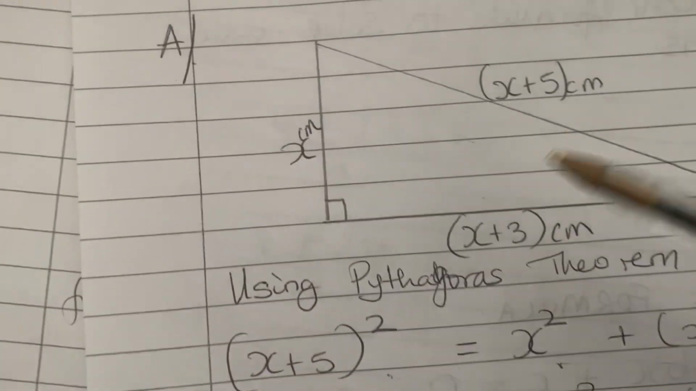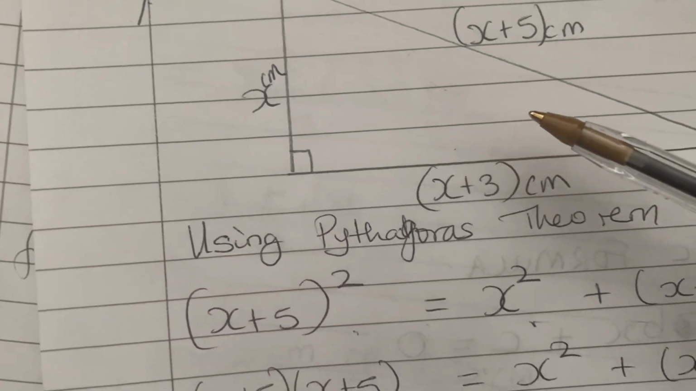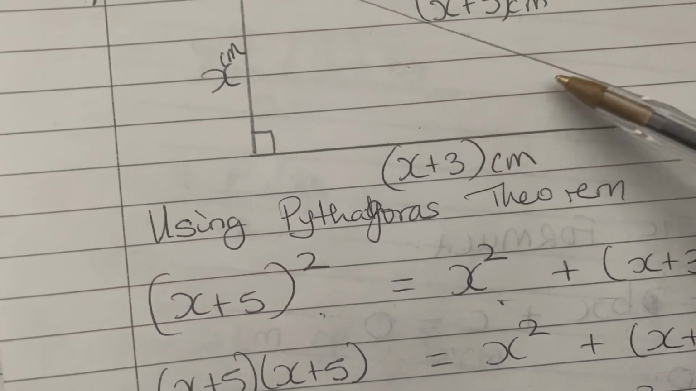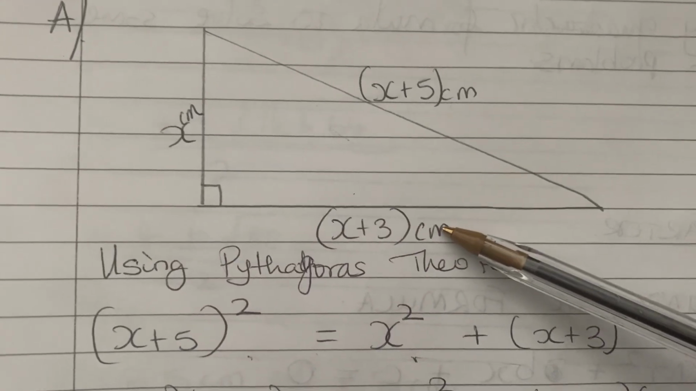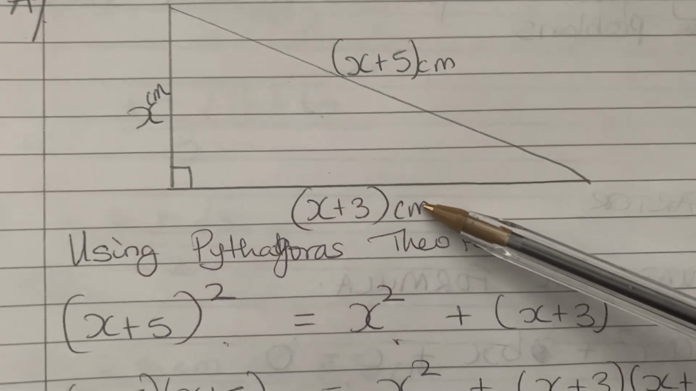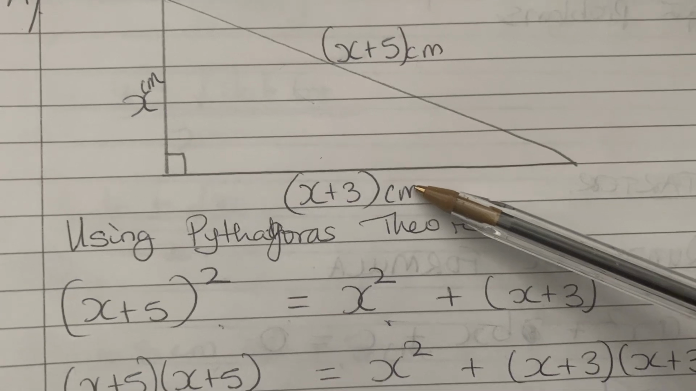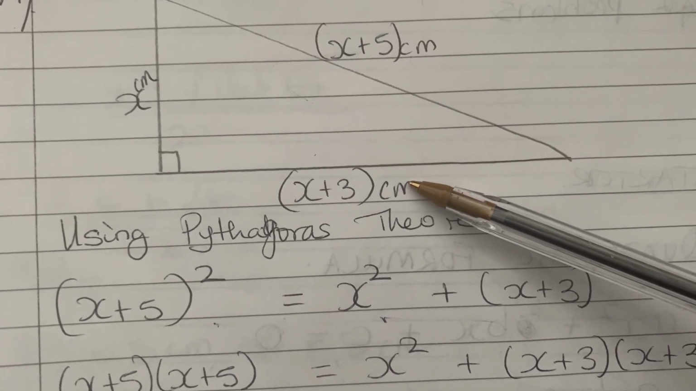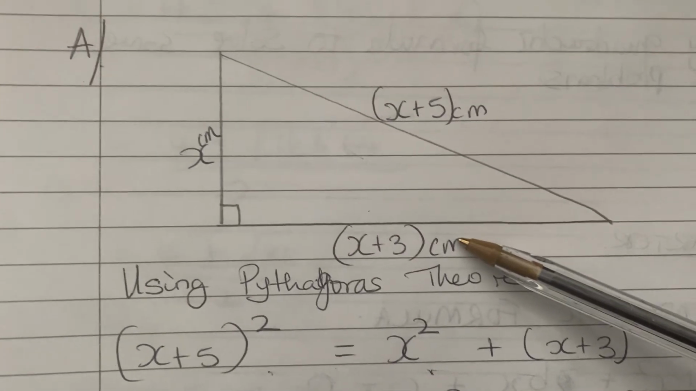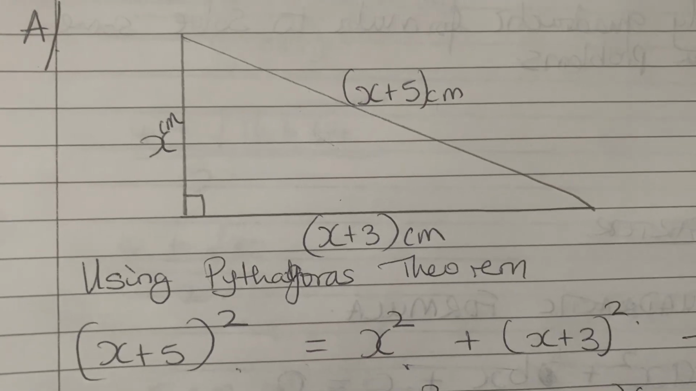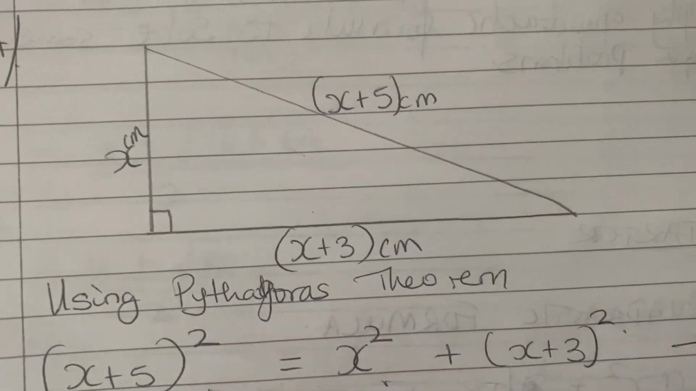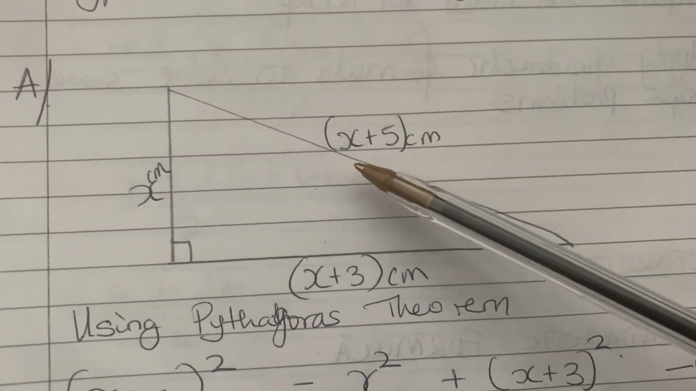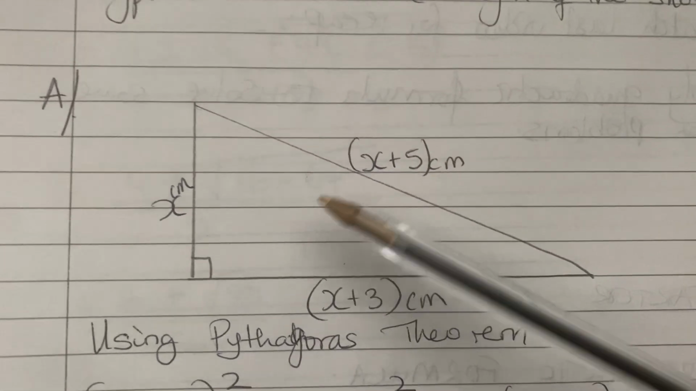So this is my diagram. This is the diagram here. That's why I said normally you get a negative and a positive. So if you get a negative, then you discard it because of length. But now you have two positive answers. So you have to look at the diagram carefully.